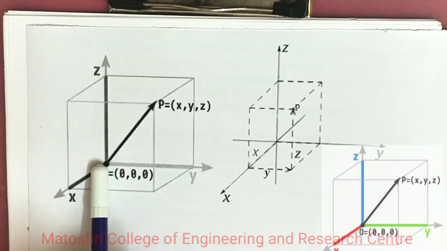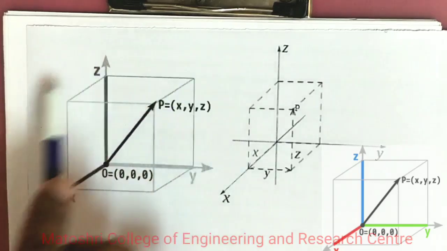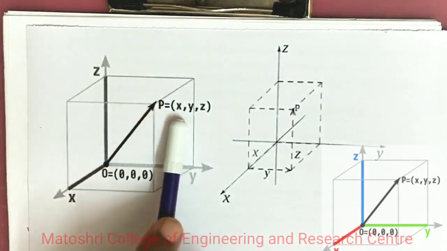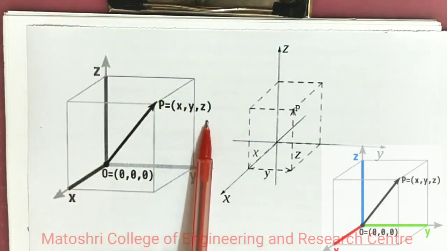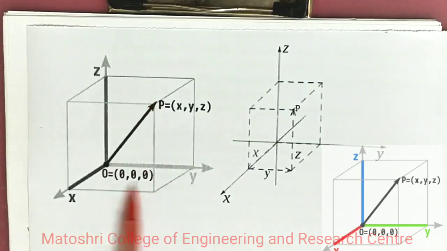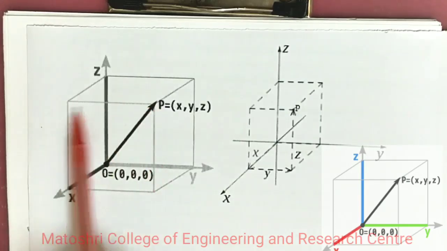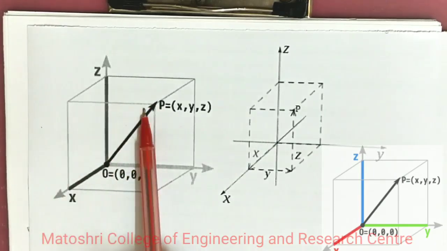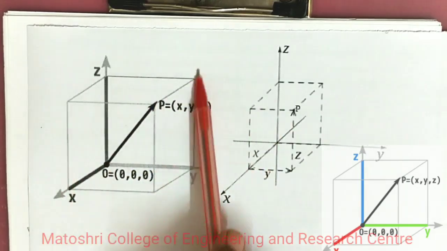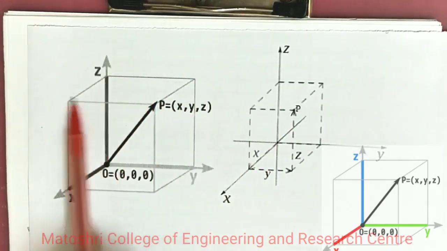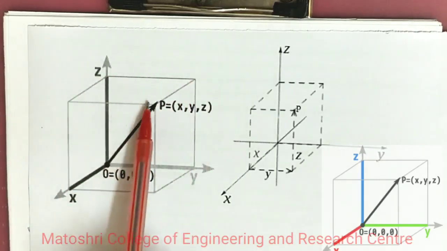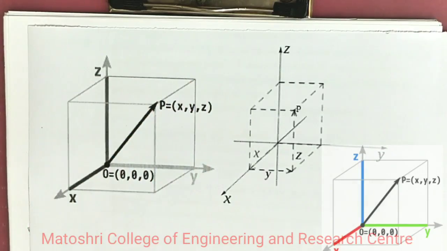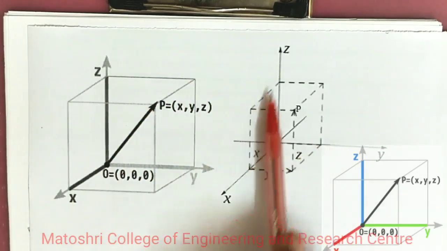One corner carries the origin and the point may be located at any other corner, which consists of the three coordinates x, y and z, where point P is located by the intersection of the three planes. This particular plane is x equals constant, this particular plane is y equals constant, and this upward or top one is z equals constant, and the point P is located at x, y and z. Same thing is shown over here.